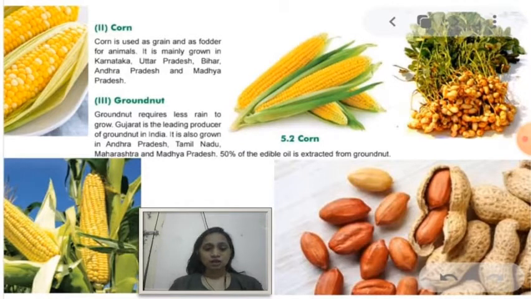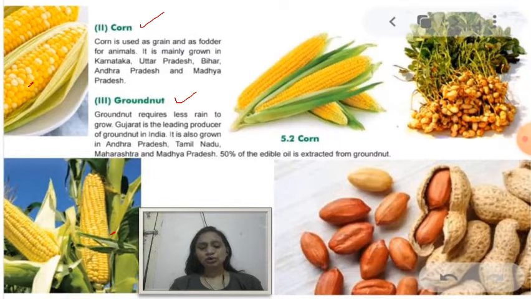In unirrigated or normal farming, corn is used as a grain and as fodder for animals also. Corn का यूज हम ग्रेन के तरीके भी करते हैं और डायरेक्टली भी उसको कंज्यूम करते हैं. And it is also used as fodder, meaning animals को भी खिलाने में काम आता है. And it is mainly grown in Karnataka, उत्तर प्रदेश, बिहार, आंध्र प्रदेश and मध्य प्रदेश. Then comes the groundnut. Corn you can see here in the picture, okay, and this is the picture of a field of corn. Now the groundnut.